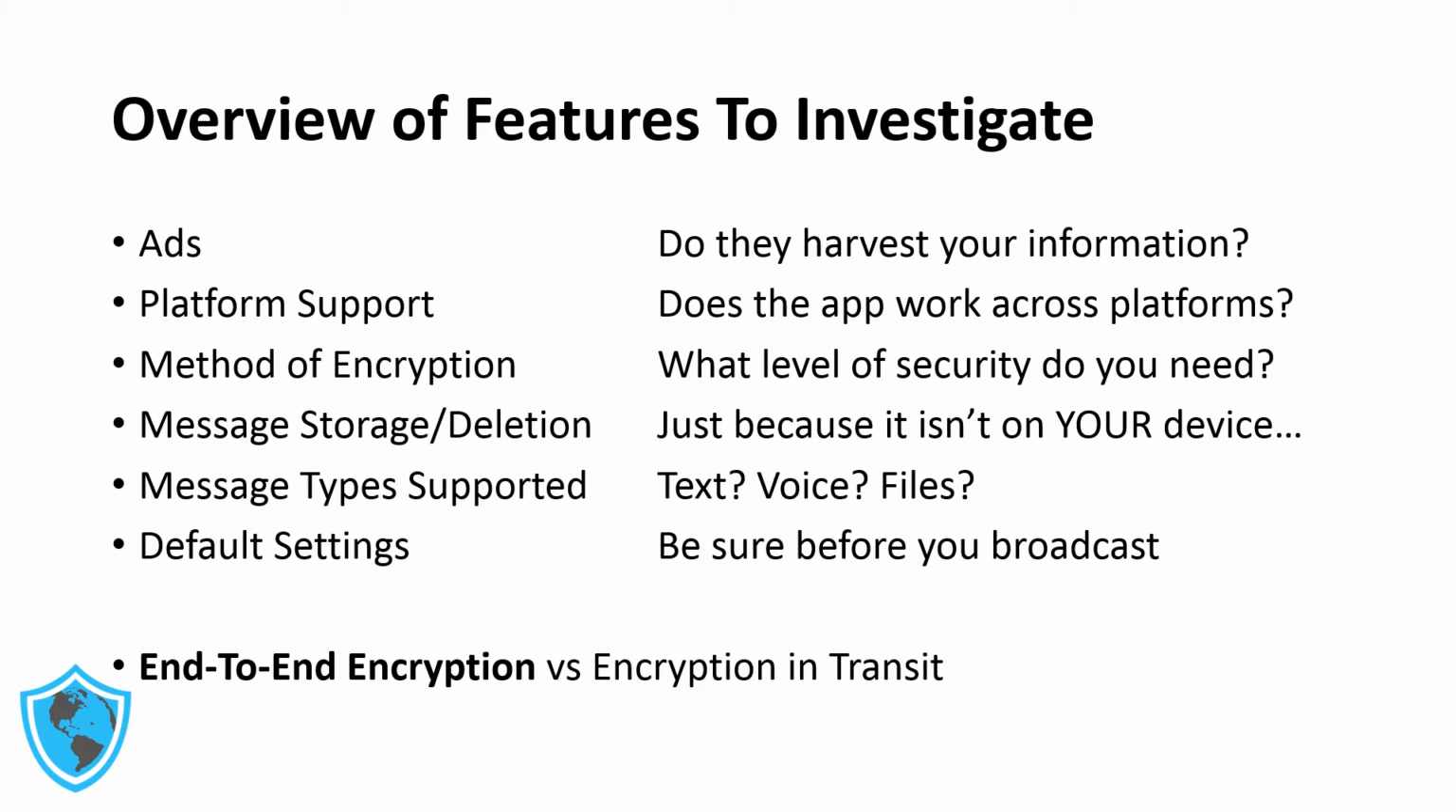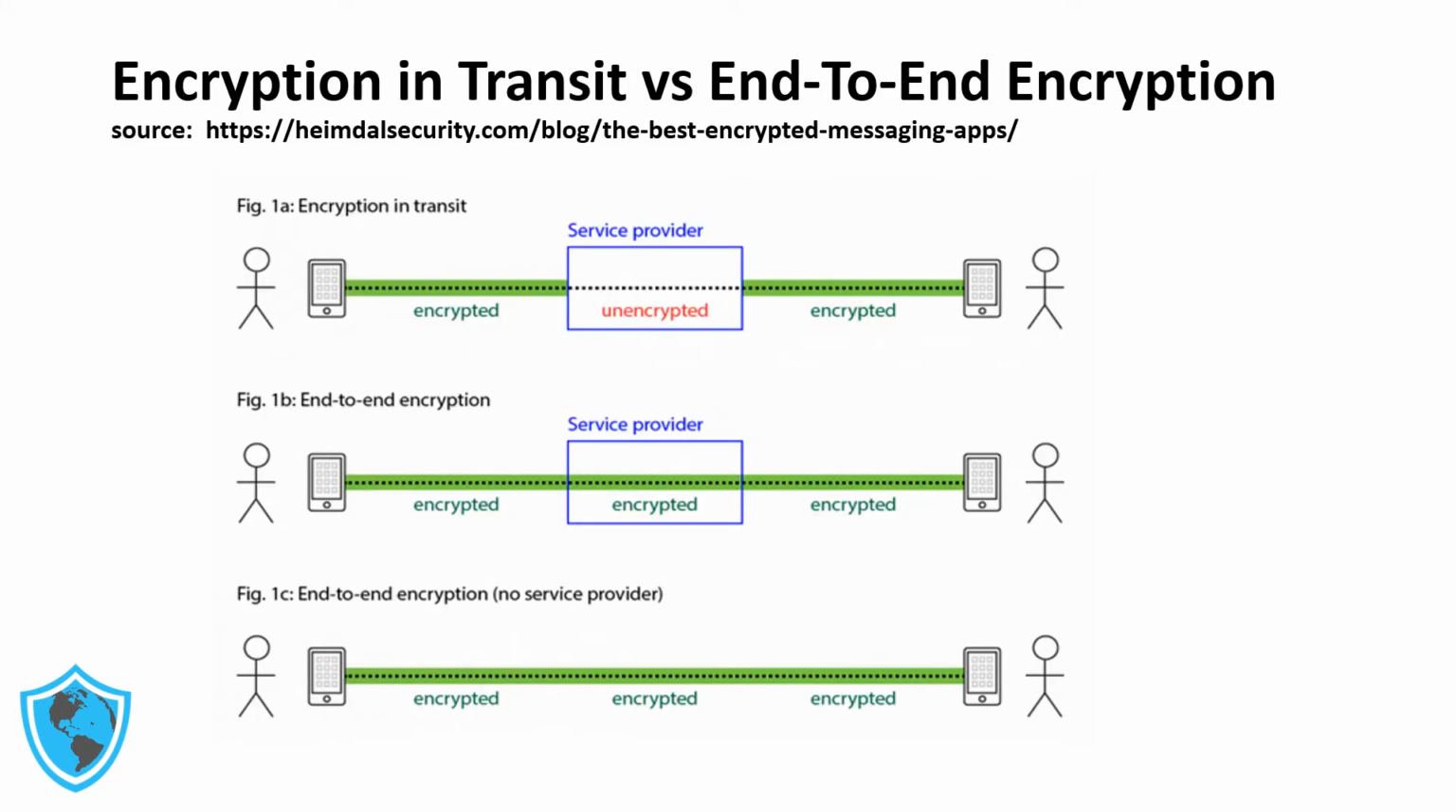I saved the most important feature for last. Does the app support end-to-end encryption or encryption in transit? I'll explain the difference next. Encryption in transit means the data is encrypted at your device and decrypted by the service provider. This is a common feature for cloud service providers, but not desirable if you are communicating directly with another user. End-to-end encryption means your messages are encoded at your device and assumed to be safely hidden throughout its journey between cell towers and service providers until the message finally arrives at your intended receiver.